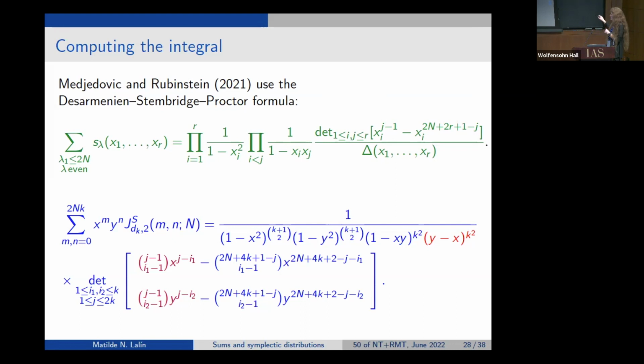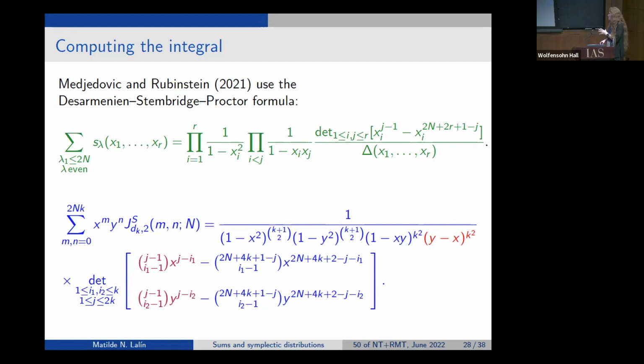This is for several variables. Now, if we want to fix x and y, we end up with lots of singularities, so it's like a L'Hopital rule that we have to apply everywhere. That's the idea that Matilde and Rubinstein use, and we adapted it to our case. What this gives is this very ugly determinant, which should remind you of problem 1 in the problem session yesterday. So this is coming from the same place.